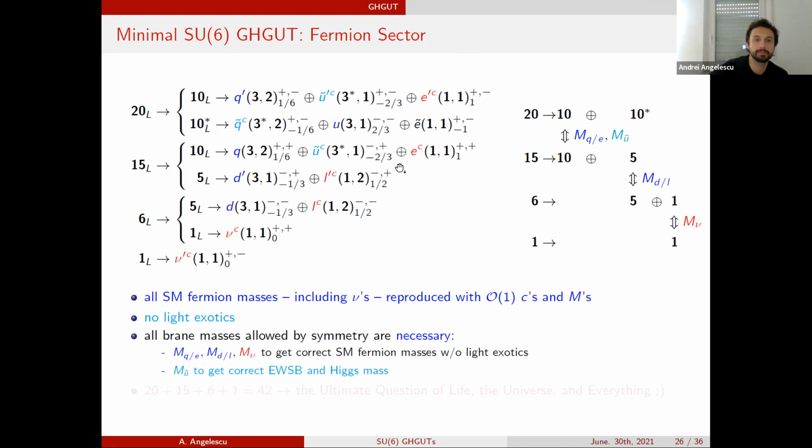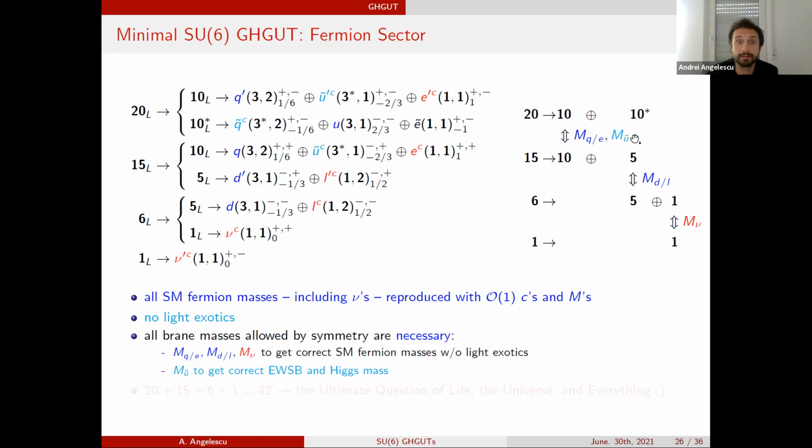And also, what's nice is that it might seem these brane masses are a bit arbitrary, but they really aren't, because here we wrote down all the possible brane masses that are allowed by symmetry and boundary conditions. It turned out that each of them is necessary: the blue ones and the red one in order to get the correct standard model fermion masses and no light exotics. And this one was necessary to get the correct electroweak symmetry breaking and reproduce the Higgs mass.